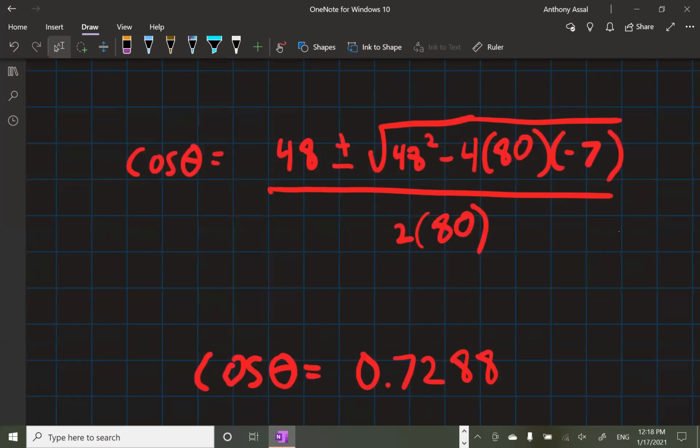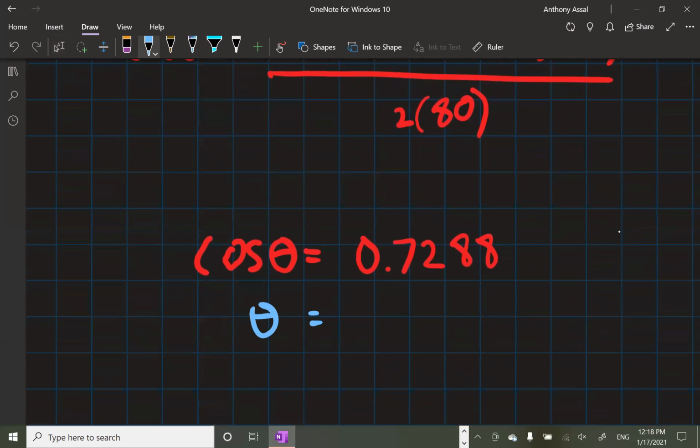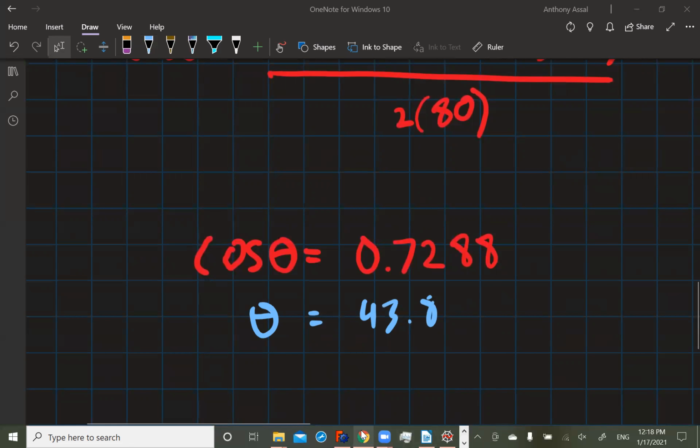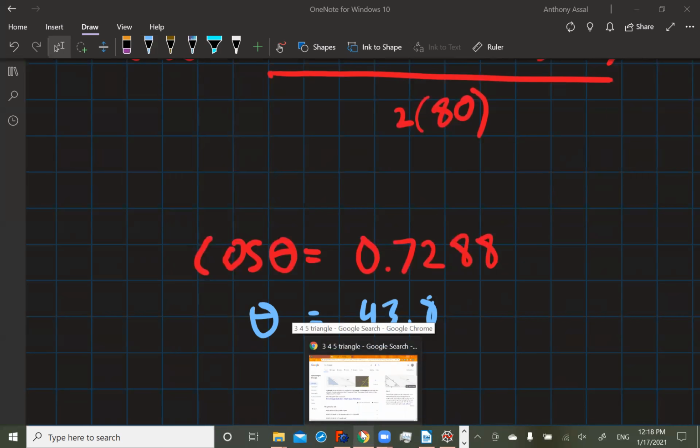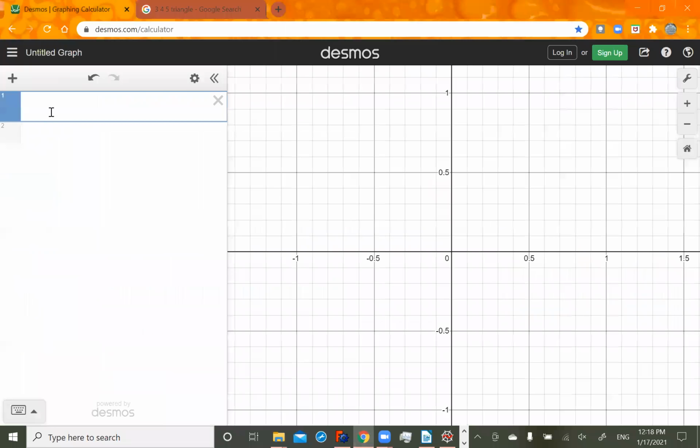0.7288. And so once we have that, you can just take the inverse, the arc cosine of both sides, and you'll get an angle equals something. If you were to put it in a calculator, you'd probably get something like 43.8 something, because I've already solved this. So let's see what we got. If I go to here, arc cosine of 0.7288. Is it 7288? Let me see.